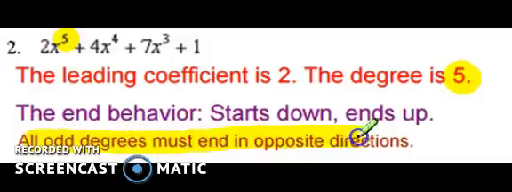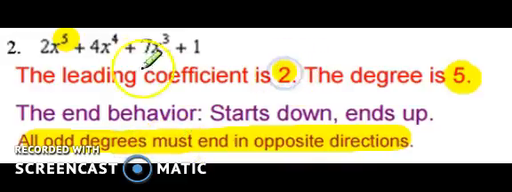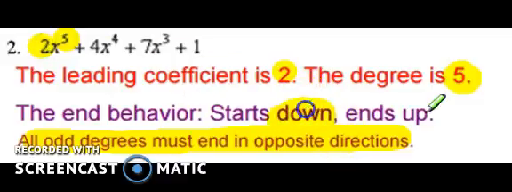In problem number 2, my degree is 5 because that's my highest degree. Since I have an odd degree, the end behavior has to be in opposite directions. My coefficient is 2, so this graph is not flipped down. All odd degrees start down and up.